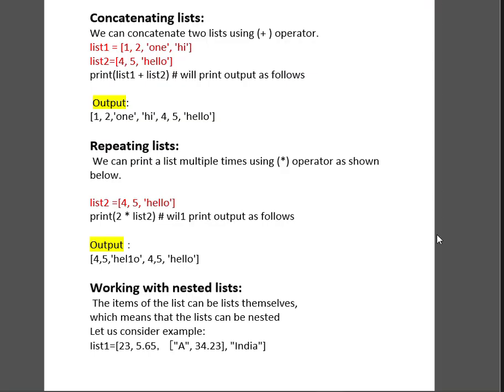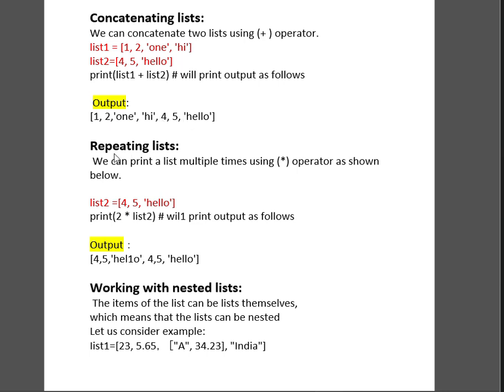Next we are going to see concatenating list, repeating list, and working with a nested list. Concatenating list means there will be two lists. We are using a plus operator. We are combining two lists. That is the concatenation. For example, list 1, list 2 they have given. Print list 1 plus list 2. Here is the answer. The output they have given: 1 2 1 hi 4 5 hello.